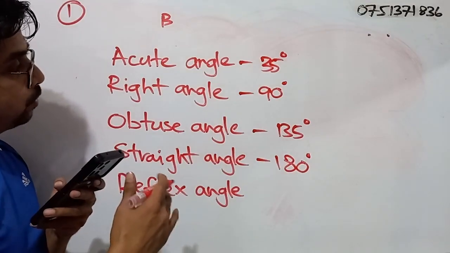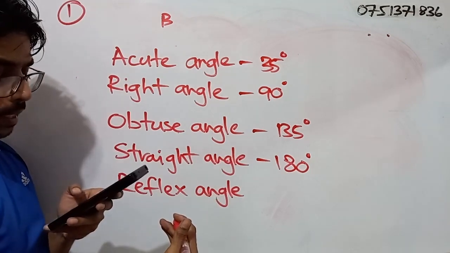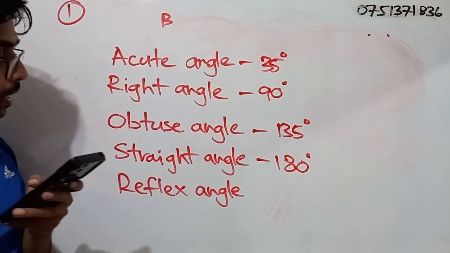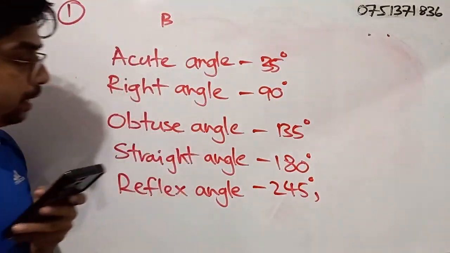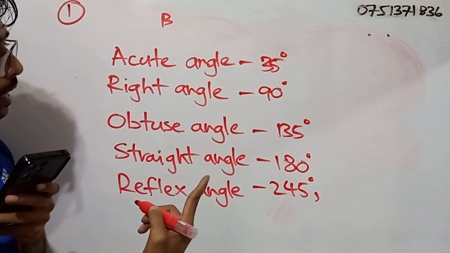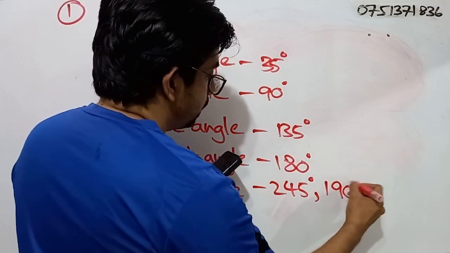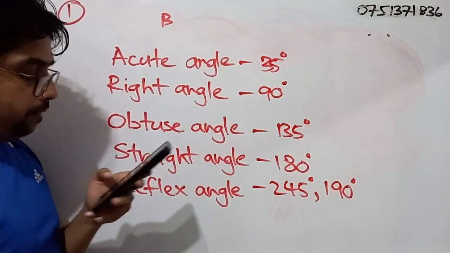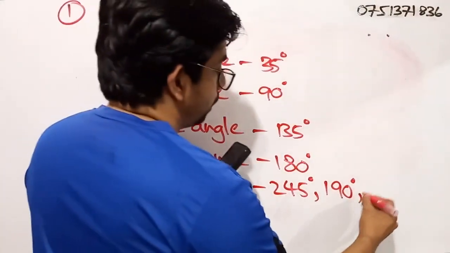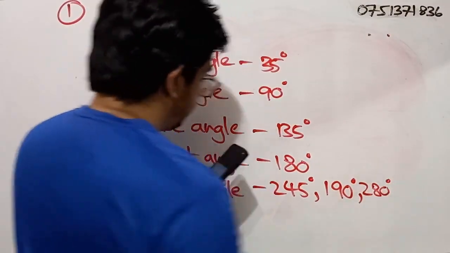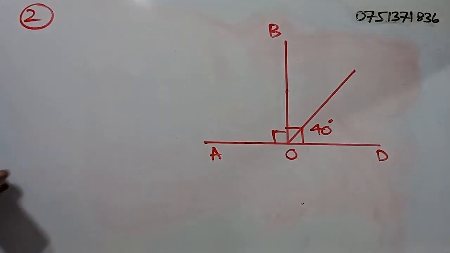So the angle is greater than 180, less than 360. So that angle is what? Reflex angle. So next one, 190. Same thing. Greater than 180, less than 360. So this is reflex angle. So next we have 280. Same thing. It belongs to what category? Reflex angle. Okay. So we come to the second question.